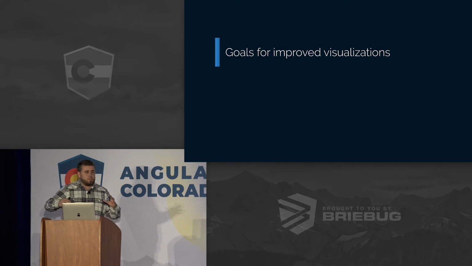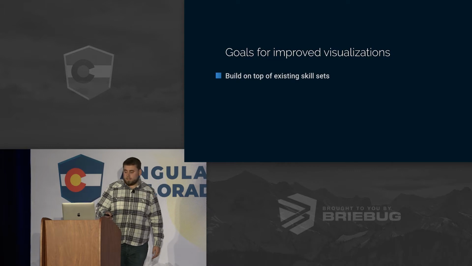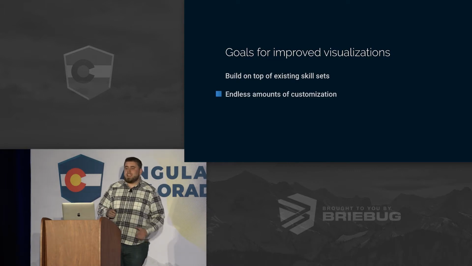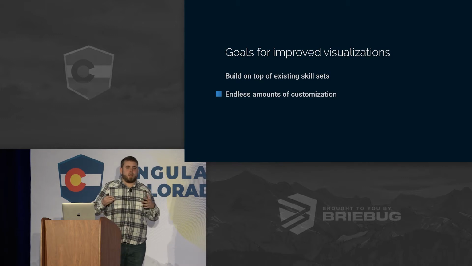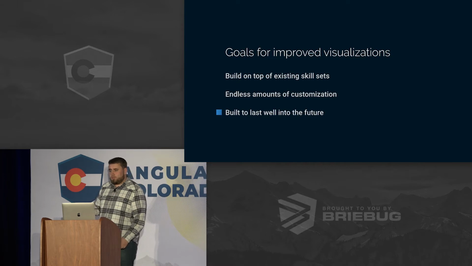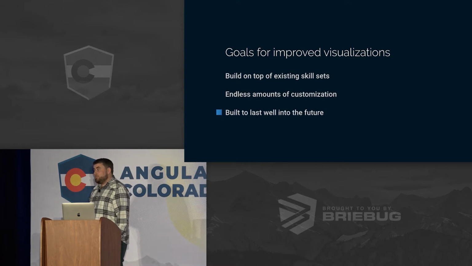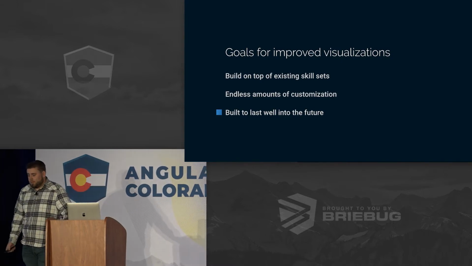So I want to make building visualizations in my apps a little better than what my current experience is. And if I'm going to do this, I want to build on top of the existing skill sets that my teammates already have. I also want it to be endlessly customizable. I want to have full and final say over how this chart looks and feels. And most importantly, when I upgrade my app's dependencies, it would be great if it kept working across those updates. So how are we going to do this? What big challenge do we have to overcome?